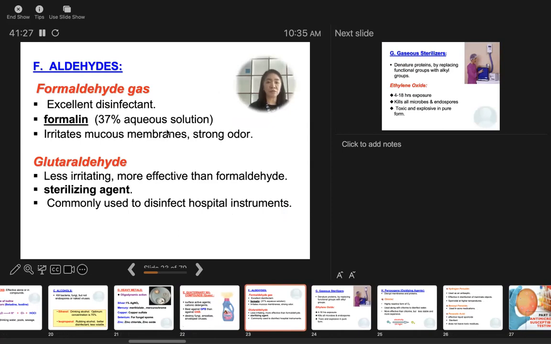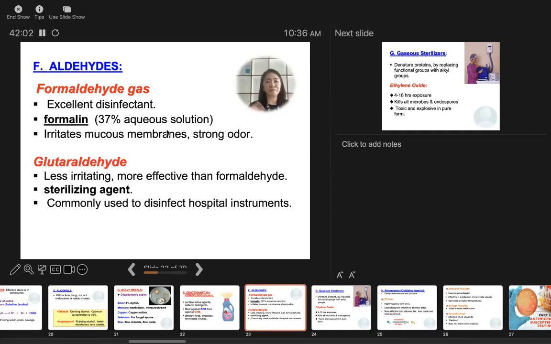It can be used for fumigation. This is also okay in its liquid form, formalin, at 37%. I think that's the concentrated form of our formalin, because what we use in the laboratory is only 10%. The 37% solution is already strong. So it can be effective, however, it is irritating. It hurts the nose and the eyes.